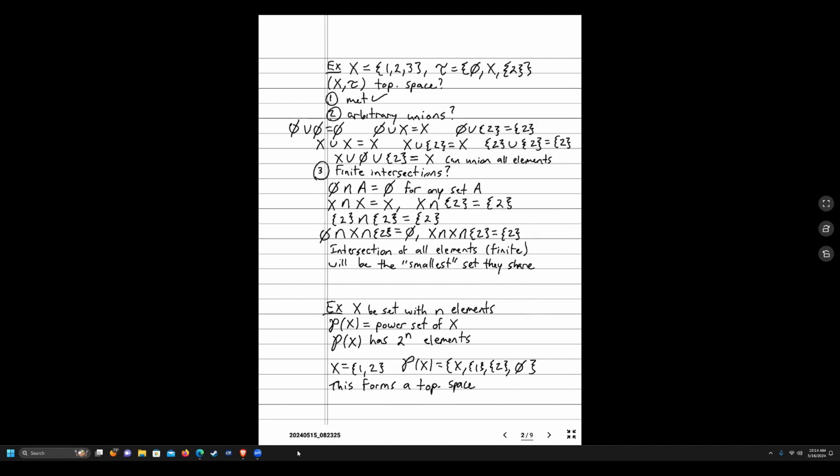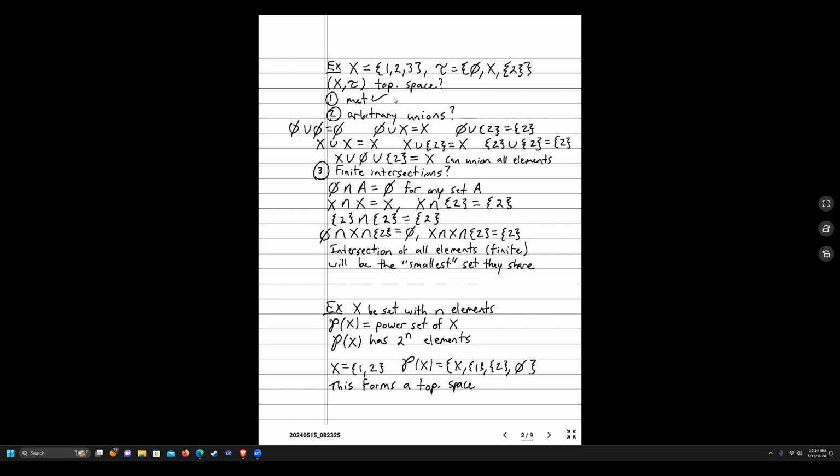Okay, so just a couple more examples of topologies, checking that it's a topological space. Say you have X consisting of the members 1, 2, and 3, and let's take tau to be the collection of the empty set, X, and the subset {2}. Now, is this a topological space?